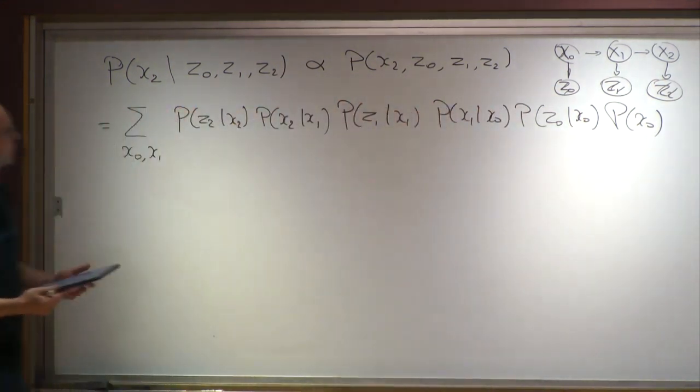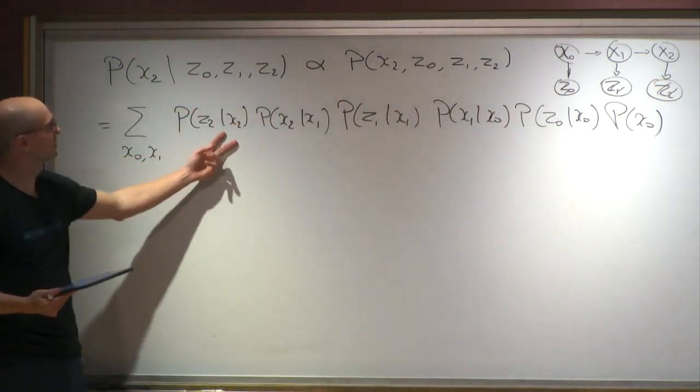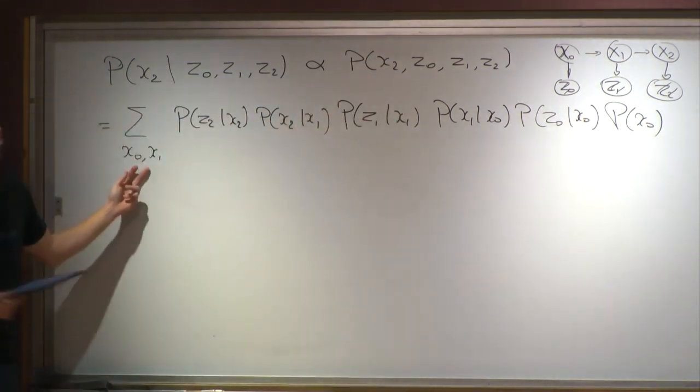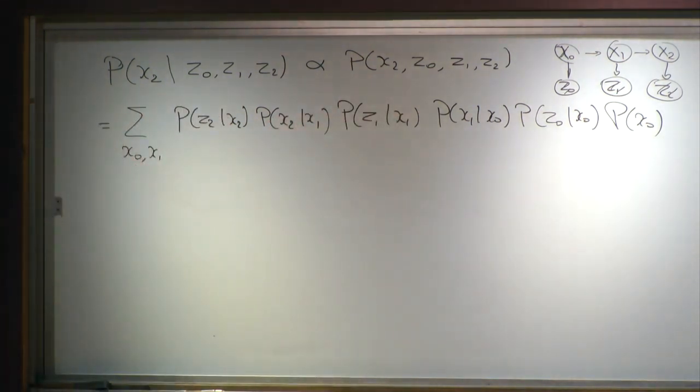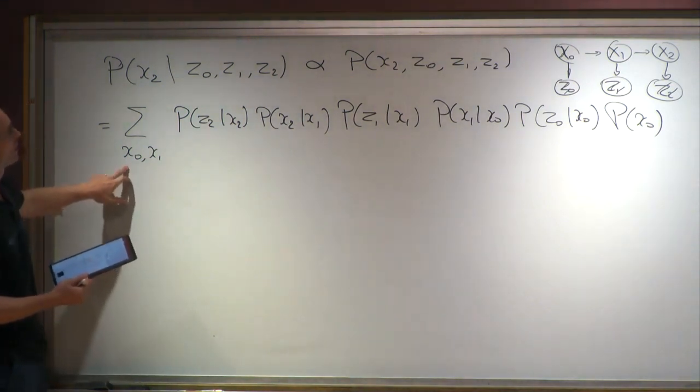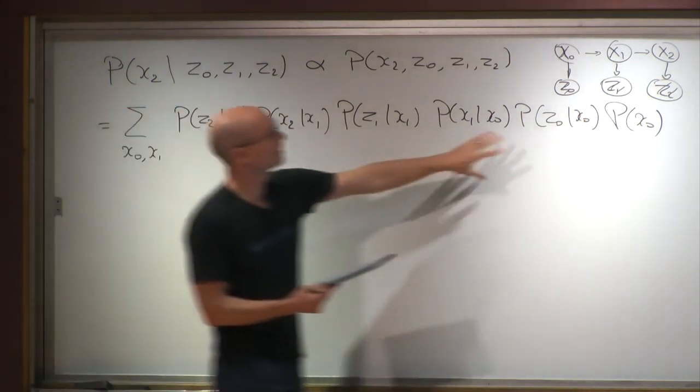So we just wrote out the full joint over all six variables here, but then we only care about these four, so we sum out over x0 and x1 to get the distribution over just the four we care about. Now, what do we do in filtering? Well, we can actually start looking at some reorganization here. x0, where does it appear? x0 only appears at the end here.